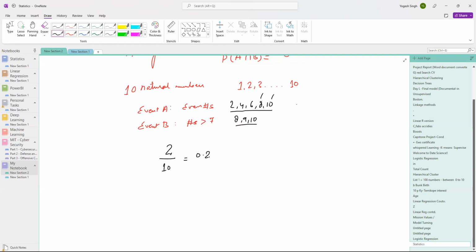The second method: what is the probability of event A? It is 5/10. What is the probability of event B? Tell me. 3/10. 3/10. Now if you multiply this, what answer will come? It will come out more. Where did we make the mistake? Figure it out.